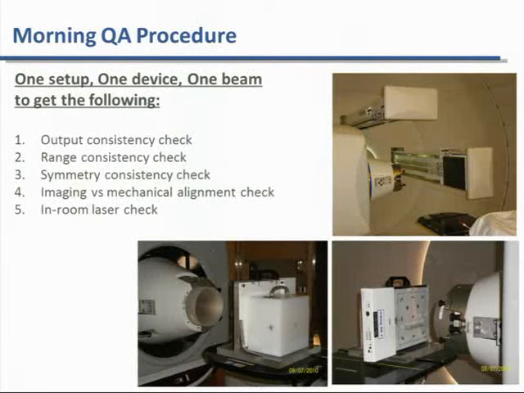So with this device, you get one setup, one device, one beam, and it gets you a whole bunch of things. It gets you the output from the central chamber. It gives you range consistency for reference range check, like R16 M10. It gives you symmetry, and also it shows how well the mechanical versus imaging alignment is. Because once you generate that correction vector based on the alignment of those fiducials, you ask the robotic arm to move to that position, and it has to be the same position every day.